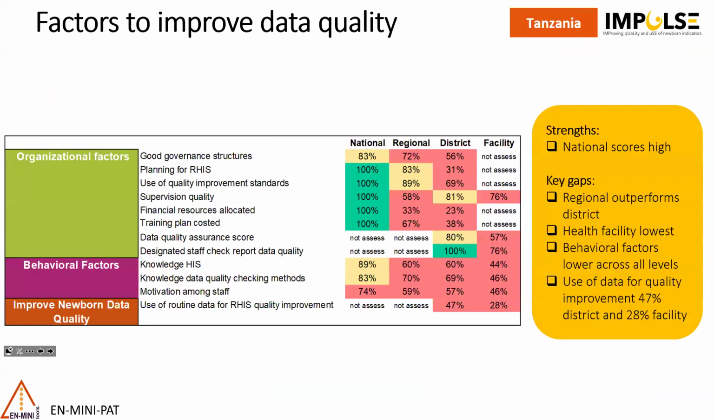Looking at Tanzania, the figure shows the PRISM factors to improve data quality, by organizational and behavioral factors. Results are heat mapped, and you can see the strength. For example, the national score is high. Key gaps that we found are that the regional level outperformed the district, the health facility was lowest, and behavioral factors were lower across all levels. Use of data for quality improvement was only 47%, and at the district and facilities only 28%.